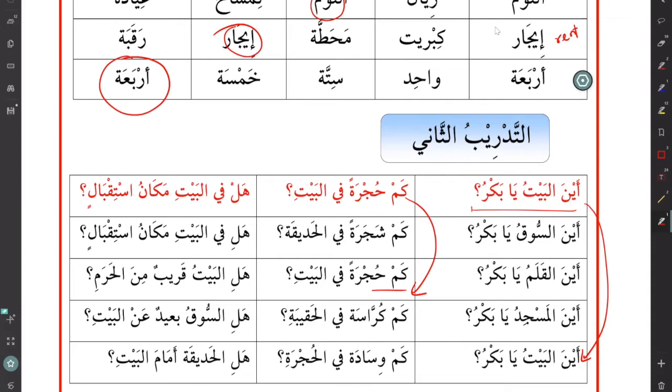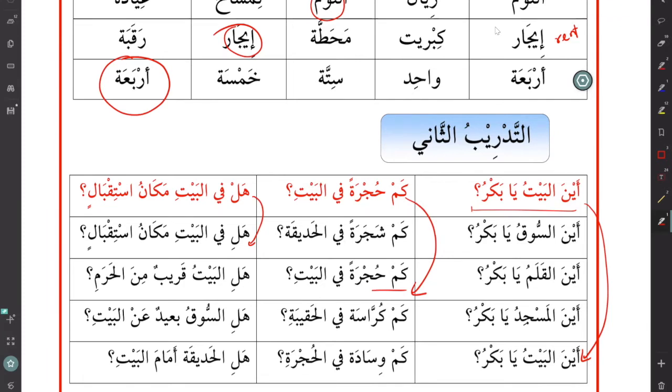And we also have هل في البيت مكان استقبال, right? We also had the same sentence. Is there any reception area in the house? Okay, or in the house, is there any reception area? Now, and here's the first one.